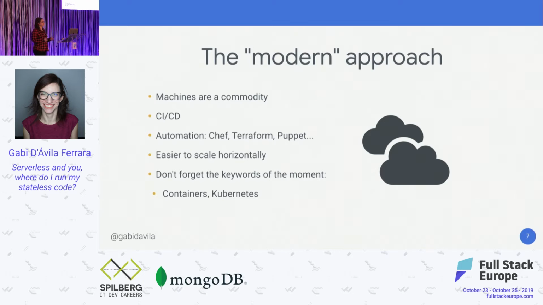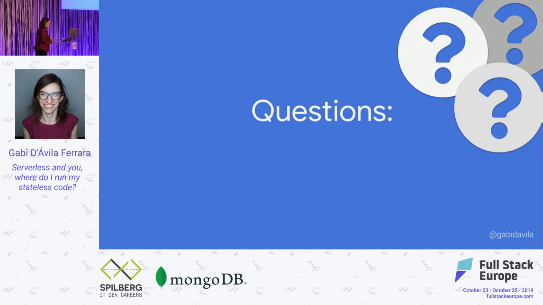It's easier to scale horizontally, especially when you're using tools like Chef, Terraform, Puppet, Ansible. That makes the job a lot easier and less prone to errors. And don't forget, we have containers and Kubernetes, the hot topic of the moment. So that's why I say the modern approach is more of a commodity, not a personalized approach to servers. I have a couple of questions for you.